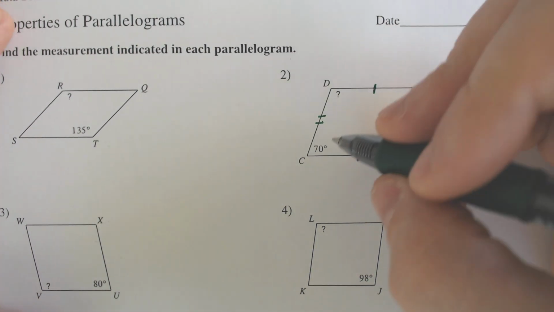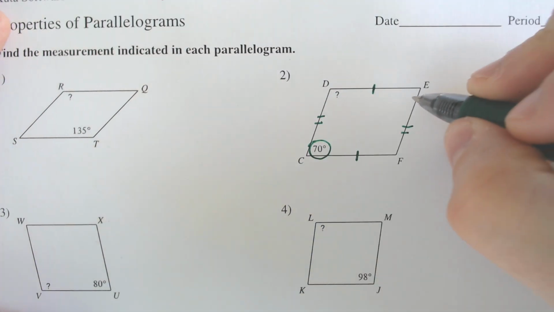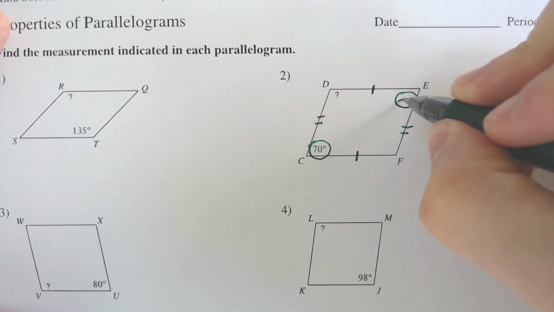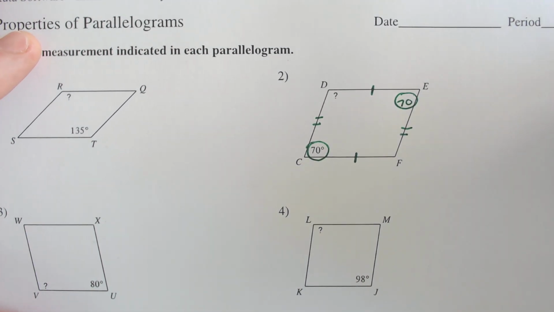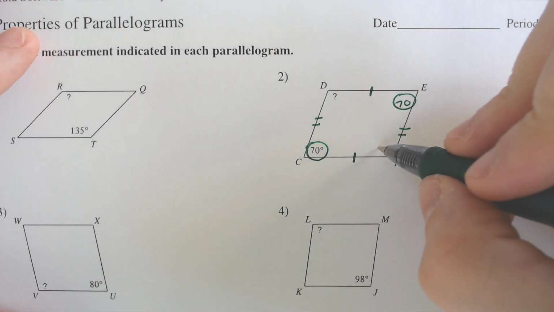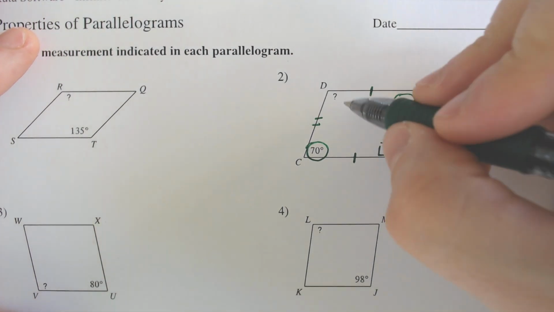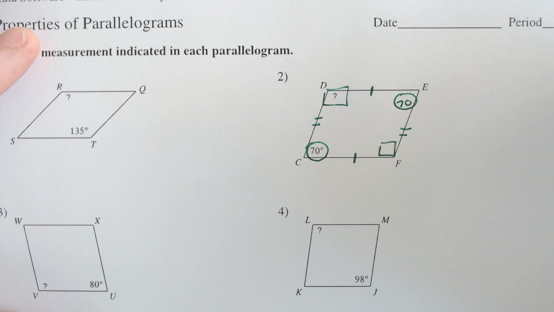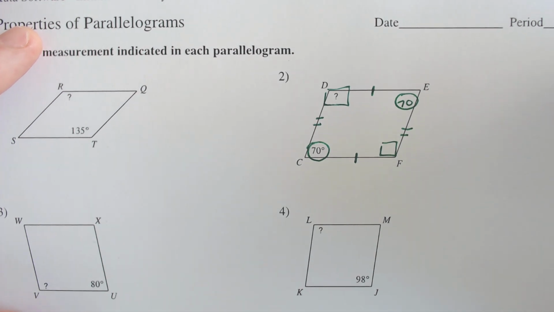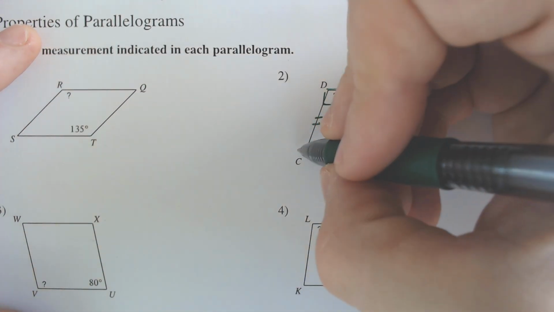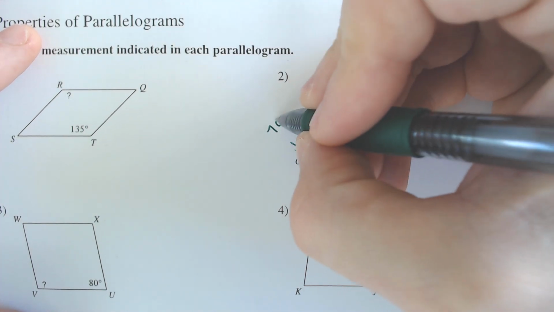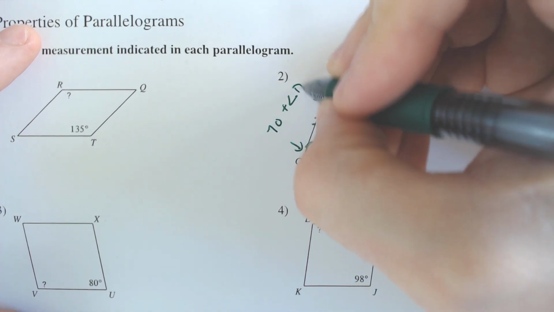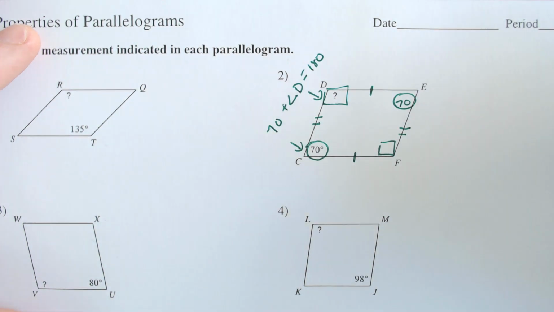The other things that are true is that if this is 70, this angle across from it will also be 70. All right? Not only that, but angle F, so we'll put a box here, and angle D will also be equal to each other. Okay? The last but certainly not least is that angles that are on the same side, that 70 plus angle D, have to equal 180.